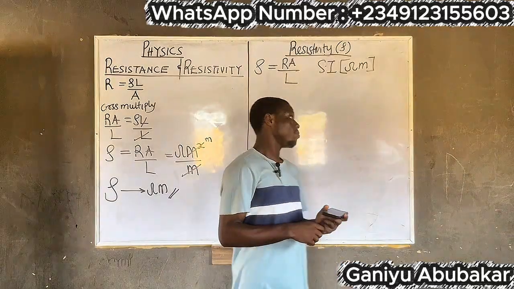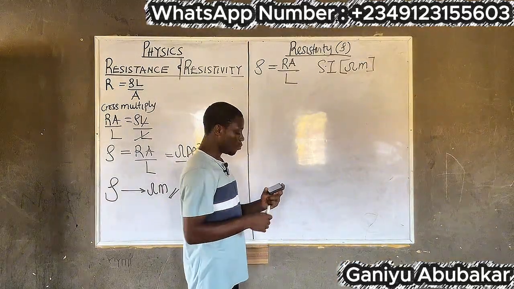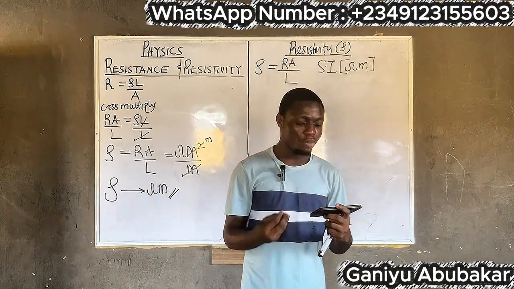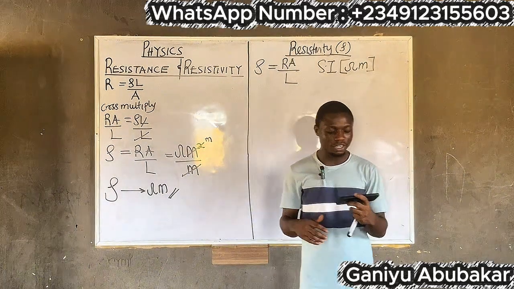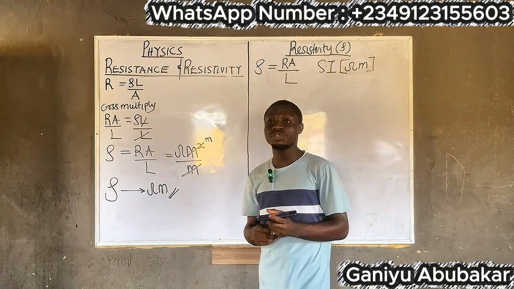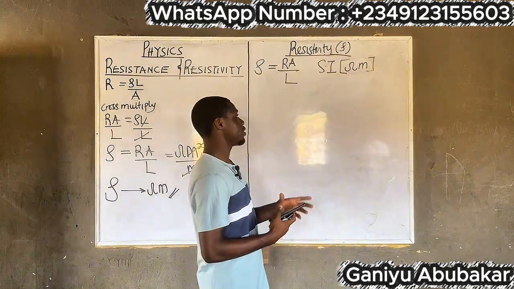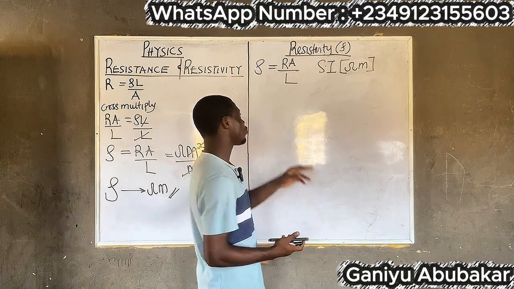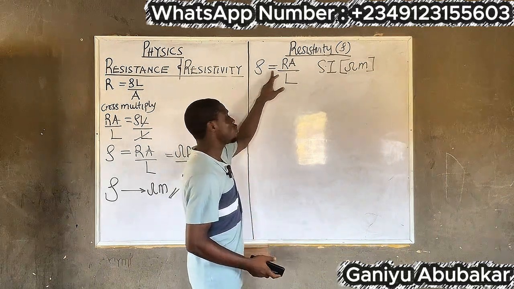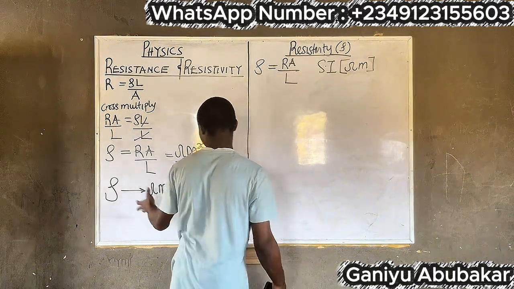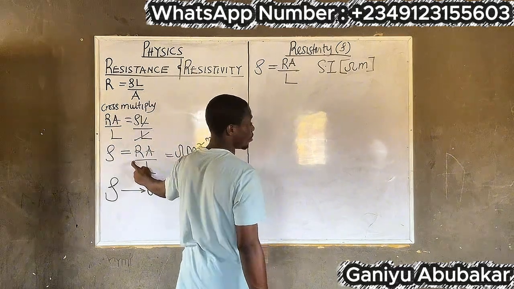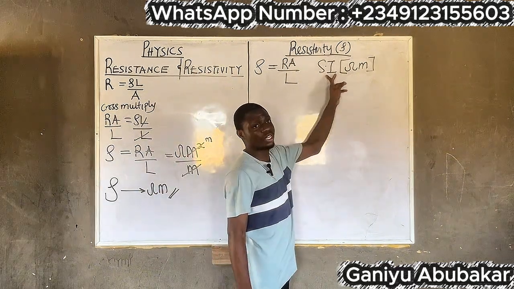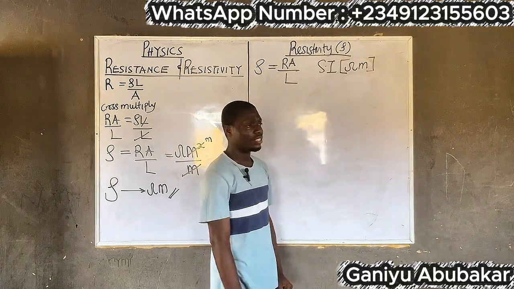So we said resistivity is a property that describes the extent to which a material opposes the flow of current through it. It is represented by a Greek symbol called rho, and is equal to RA over L as displayed here. And we said the SI unit is ohm meters, right?